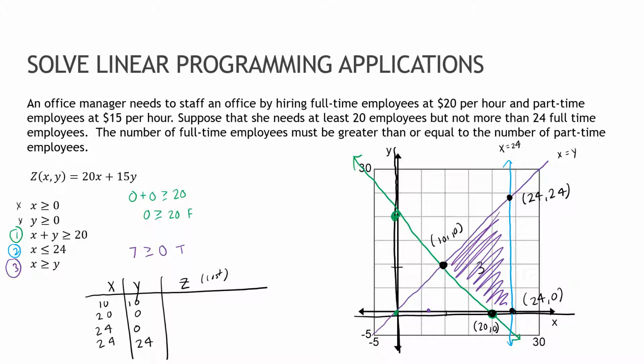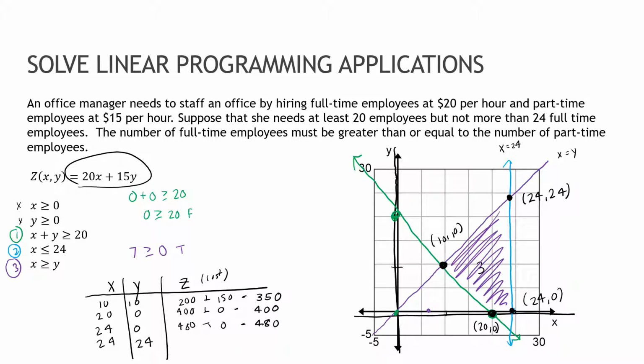If I use 20x plus 15y, so 20 times x, which is 20 times 10, 15y, so 15 times 10, that gives me 350. Again, using 20 times x would be 20 times 20, or 400, plus 0 times y, that's $400. 20 times 24, which is 480, plus 0 times 15, so that would be $480 cost.